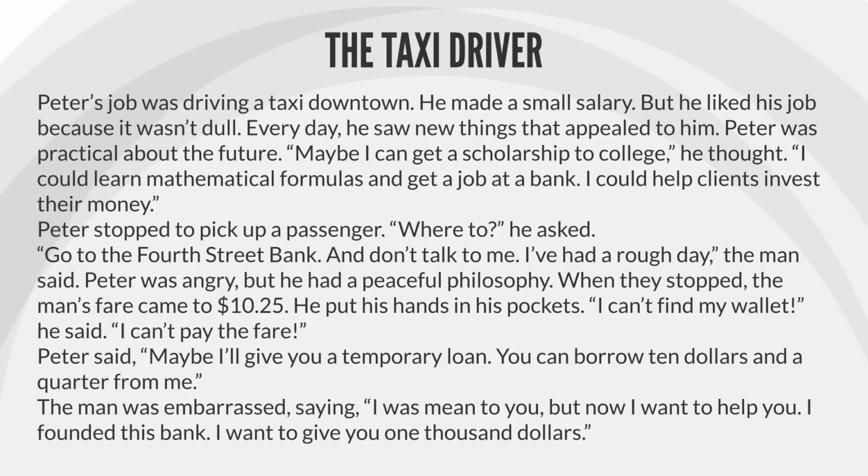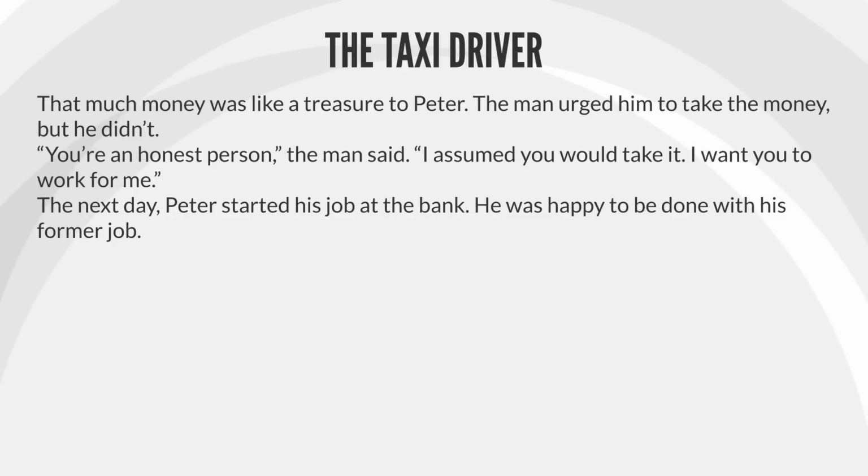Peter said, "Maybe I'll give you a temporary loan. You can borrow $10.25 from me." The man was embarrassed, saying, "I was mean to you, but now I want to help you. I founded this bank. I want to give you $1,000." That much money was like a treasure to Peter. The man urged him to take the money, but he didn't. "You're an honest person," the man said. "I assumed you would take it. I want you to work for me." The next day, Peter started his job at the bank. He was happy to be done with his former job.